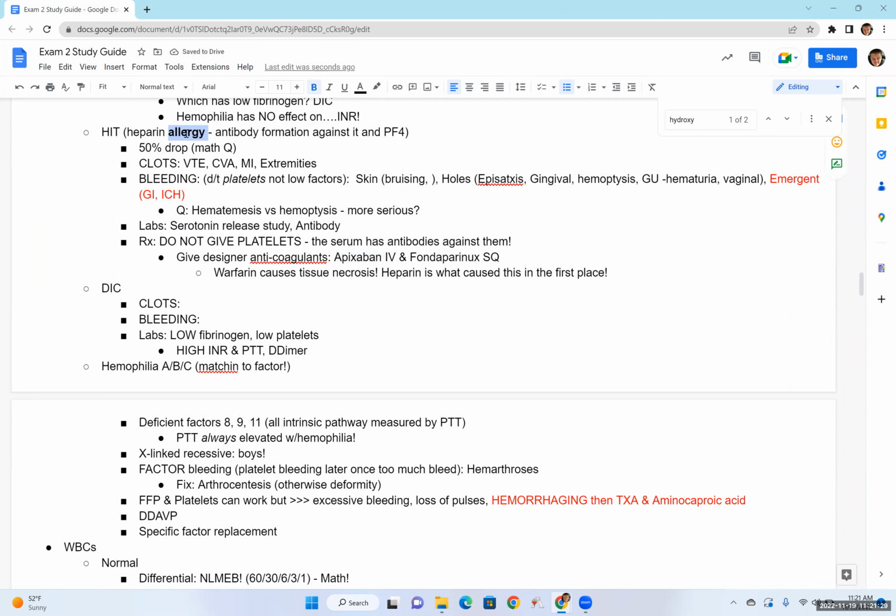And it's kind of like rheumatoid arthritis. You're forming an antibody against a heparin attached vector. So it's a weird conglomeration.